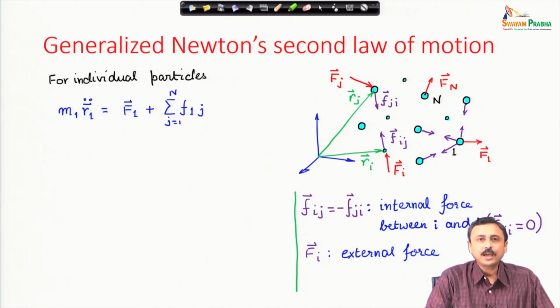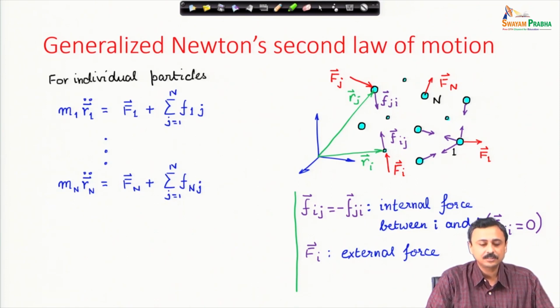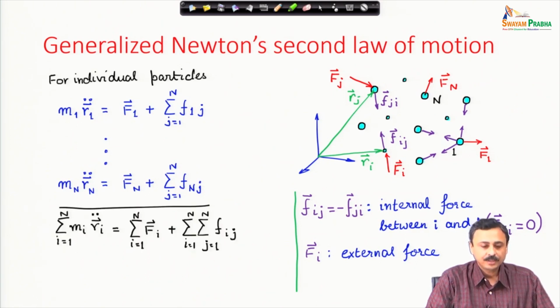And like this, when we write Newton's second law for all the particles, for the nth particle we have mass of the nth particle times acceleration of the nth particle must be equal to the external force on the nth particle plus summation of the internal forces because of the other n minus 1 particles. These particles are from 1 to n minus 1. If I sum up these equations, then let us see what happens.